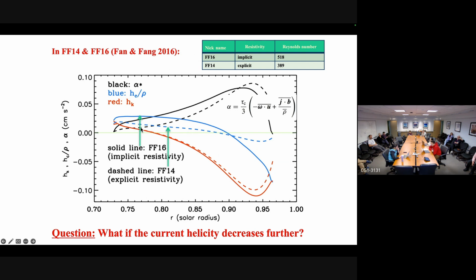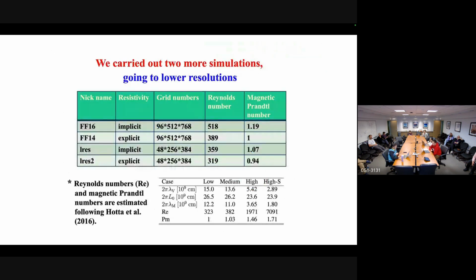Then the current helicity term will become about the same magnitude as the kinetic helicity term. Then the alpha basically becomes 0 and cancels out, right? So then this is what we do. We carry out 2 more simulations beyond Yuhong's already 14 and 16 simulations. But we are not going to the higher resolution, we actually go to the lower resolution.